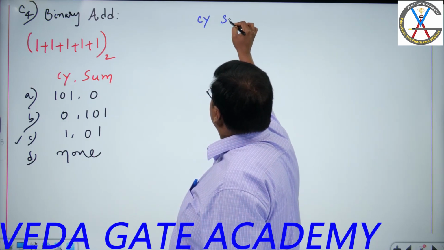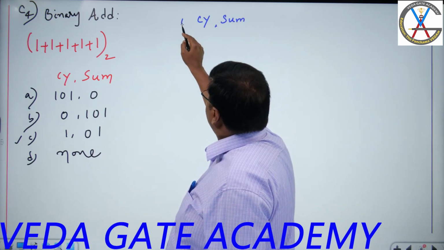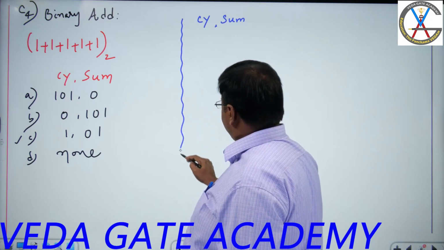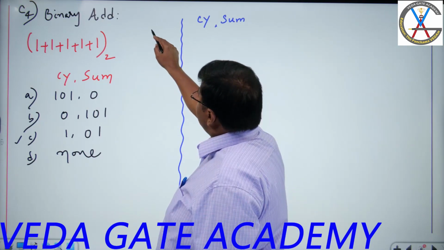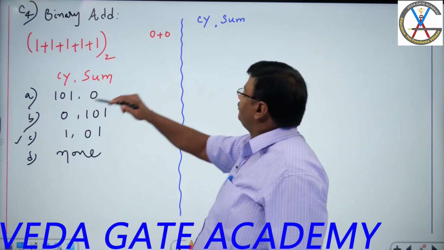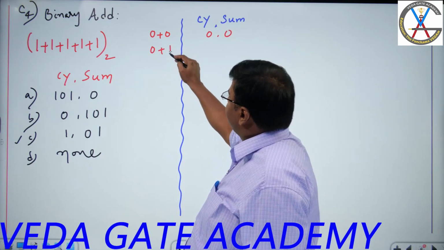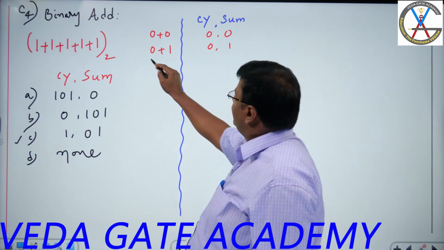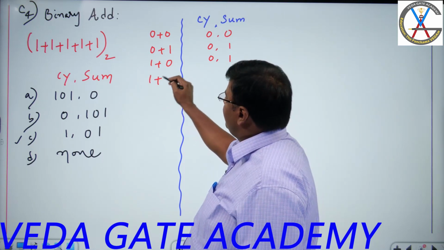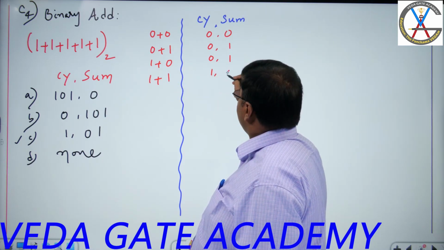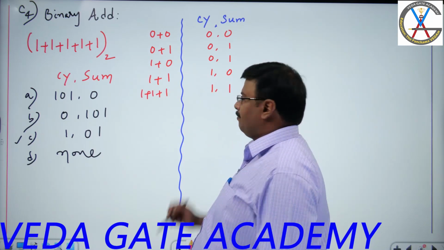Carry, sum. 0 plus 0: no carry, no sum. 0 plus 1: no carry, one sum. 1 plus 0: no carry, one sum. 1 plus 1: 1 carry, 0 sum. 1 plus 1 plus 1: 1 carry, one sum.